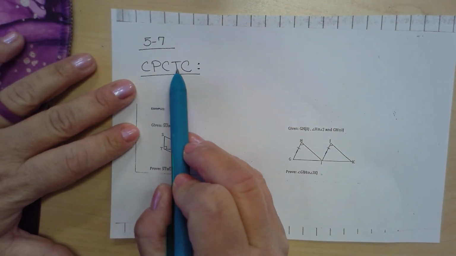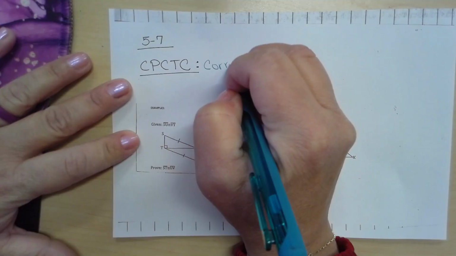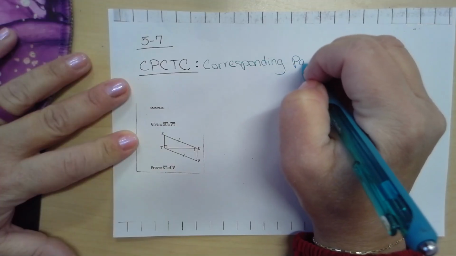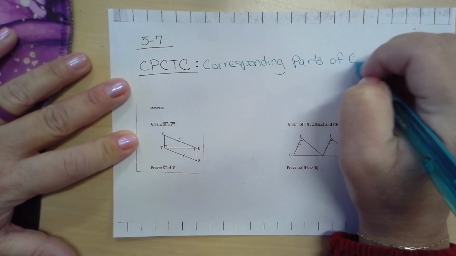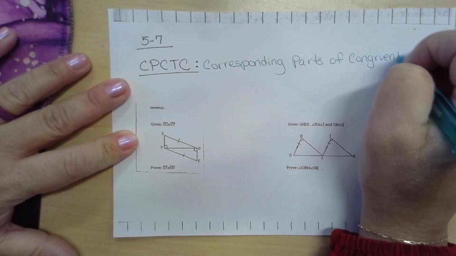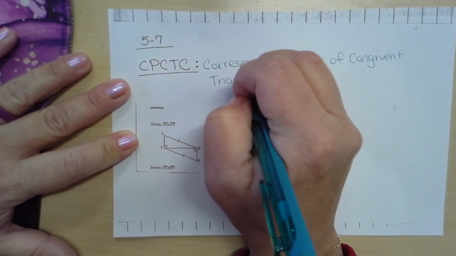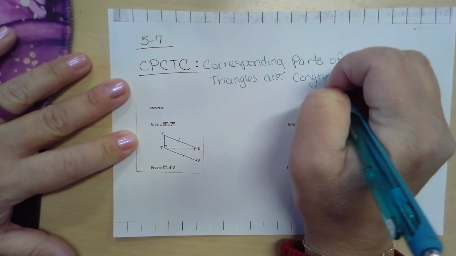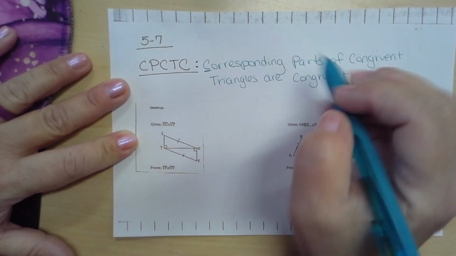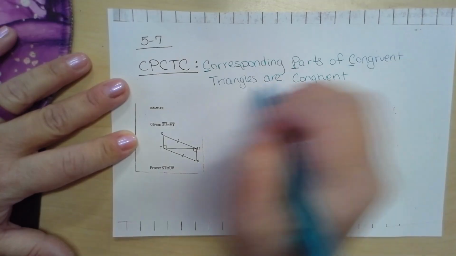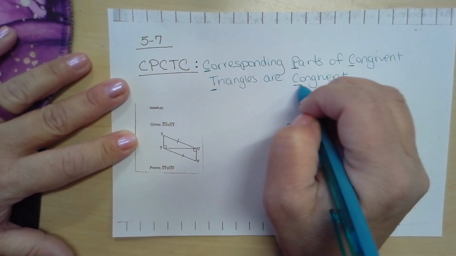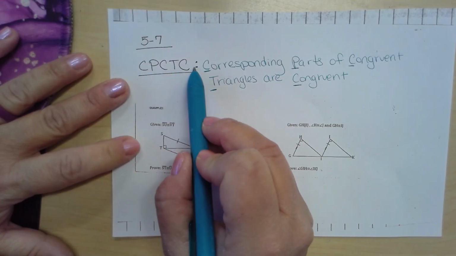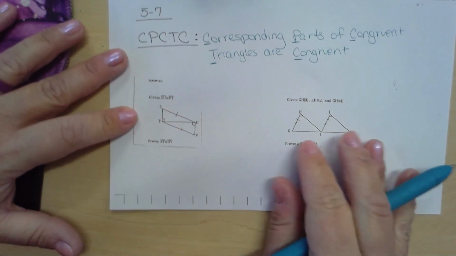So CPCTC stands for corresponding parts of congruent triangles are congruent. So no, you don't have to write this out. Corresponding parts of congruent triangles are congruent. But you have to make sure you spell this correctly. CPCTC. If it is spelled wrong, you would lose points.